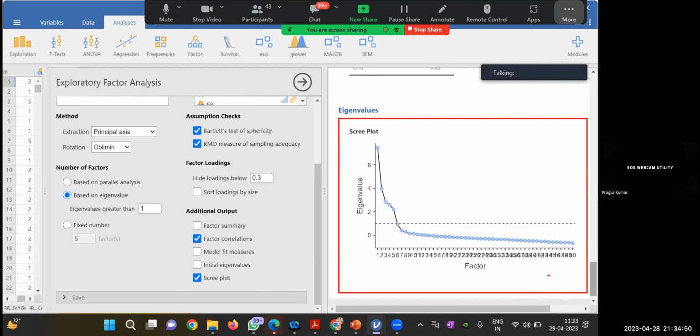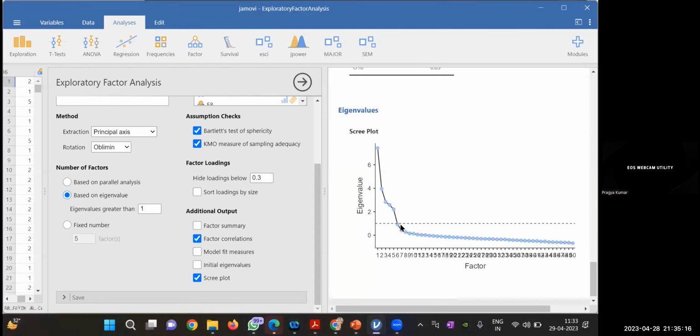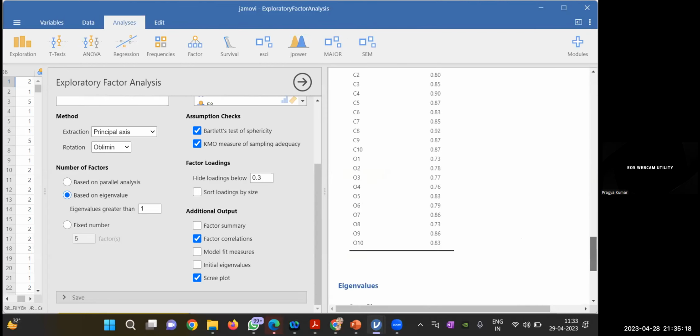Can you see? If you take the inflection, from here the deflection is happening. So it is up to you. It is giving you 3 and 2, 5 factors before that, and after that it has gone down. And if you take 1, because it says that the eigenvalue should be more than 1, either you can use the scree plot or you can go and see the individual eigenvalue.